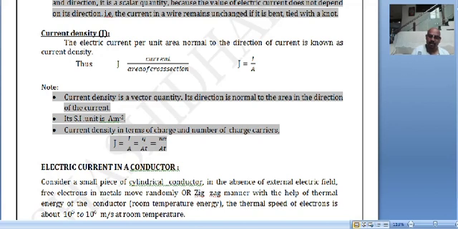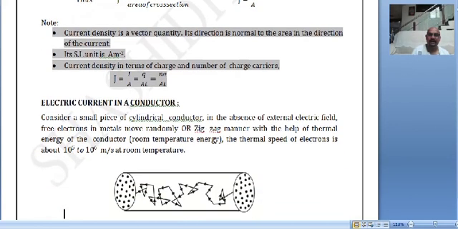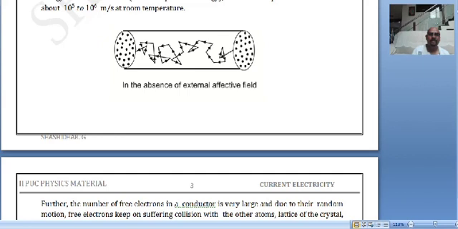Now as I told you earlier, electric current in a conductor. Now this is another important concept, electric current in a conductor.